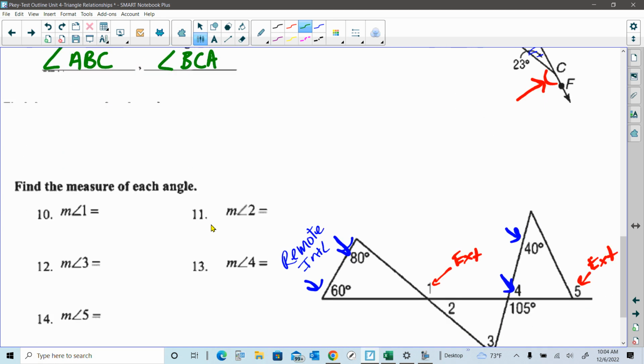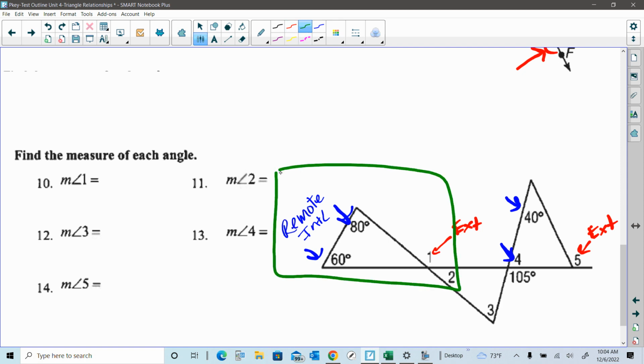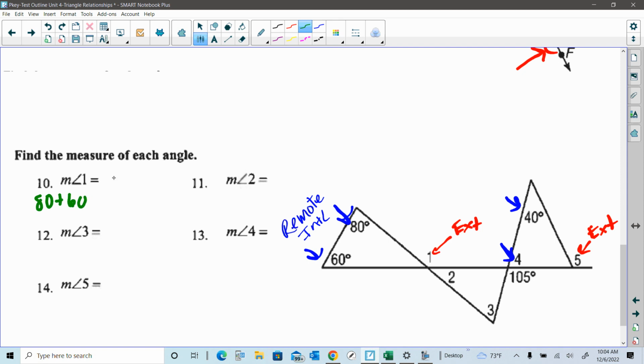You will have a problem asking to find angle measures using remote exterior. On the test, it would probably be a question where, instead of having 3 triangles, you probably have maybe just one, like something asking for finding angle 1. So what could you do if I needed you just to find angle 1? Because it's an exterior angle, you add up the 80 and 60. Yep, add up the 80 and 60. So this is 140.